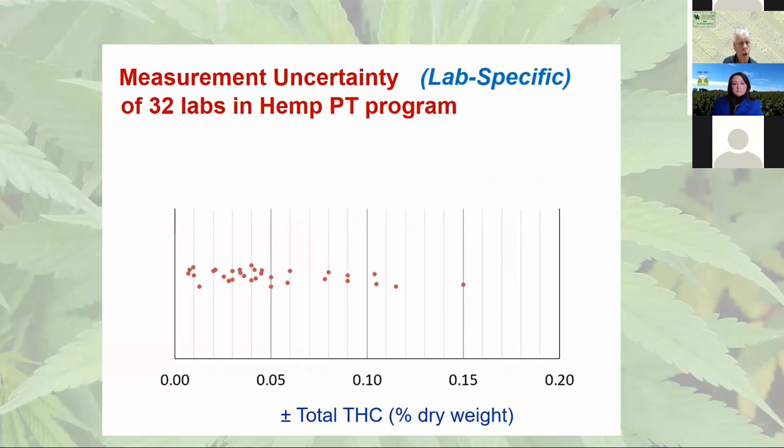This graph shows the distribution of measurement uncertainty of 32 labs in the hemp PT program, and you see that there's a wide range with a median of 0.04%. So measurement uncertainties are all over the place. Just for reference, what Doris just presented, the current measurement uncertainty that we use from the pilot program that was started years ago is 0.099. So you could see where it falls in this range of data. 0.099 would be right there.